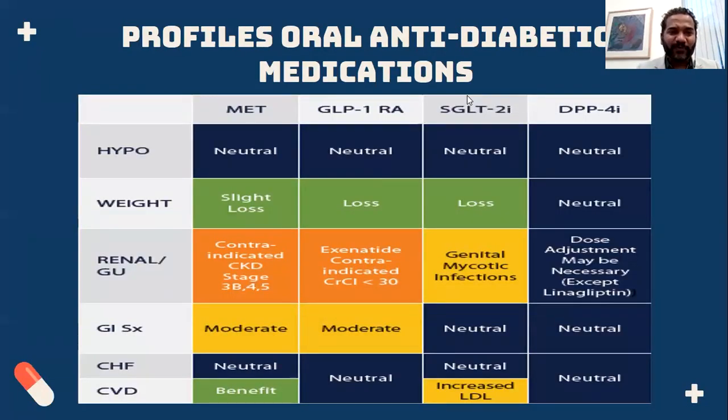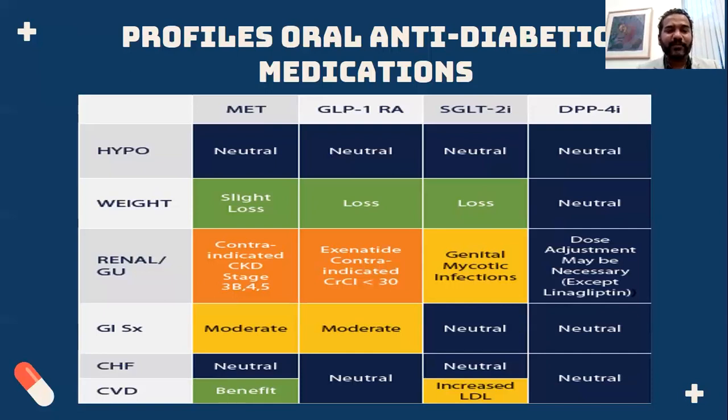You can see the profiles on the left hand side, various profiles of the drugs, like drugs causing hypoglycemia, or drugs causing weight loss or weight gain, whether they are safe for the kidney or the GU tract, whether they are safe for the stomach, or whether they are beneficial in patients with cardiovascular diseases.